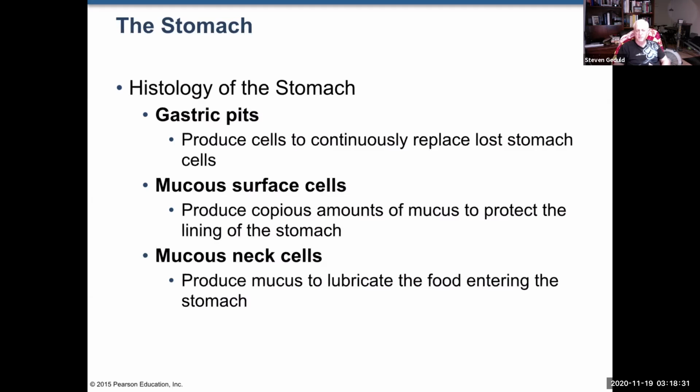Mucus cells produce copious amounts of mucus. This mucus helps protect the stomach from the acid being produced, from the acidic content, and they line the stomach. The neck cells, the mucous neck cells, produce mucus that lubricate the food when it enters the stomach, so the chyme can come around and circulate.